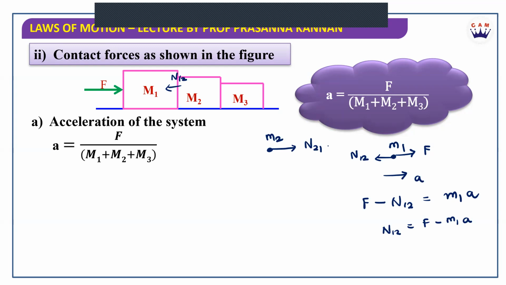So what is pushing it to the right? M1 is pushing it to the right, correct or not? That is N21. What is it getting back from M3? N23, on this side. But effectively it is moving to the right because all three bodies are moving to the right. So now tell me the equation. What is the equation? N21 minus N23 is equal to M2 into A. That's all.